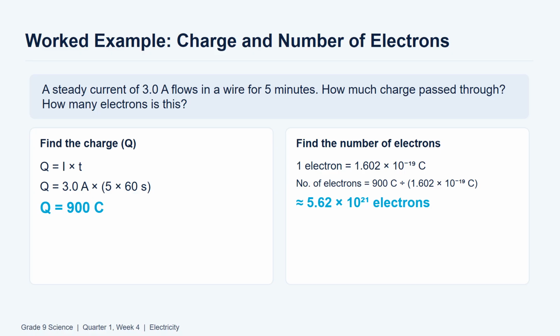Now, let's find the number of electrons. We know that one electron carries a charge of 1.602 times 10 to the -19th power coulombs. So, the number of electrons equals 900 coulombs divided by 1.602 times 10 to the negative 19th power coulombs. That works out to approximately 5.62 times 10 to the 21st power electrons. That's an enormous number, and it shows just how many electrons are needed to produce even an ordinary, everyday electric current.